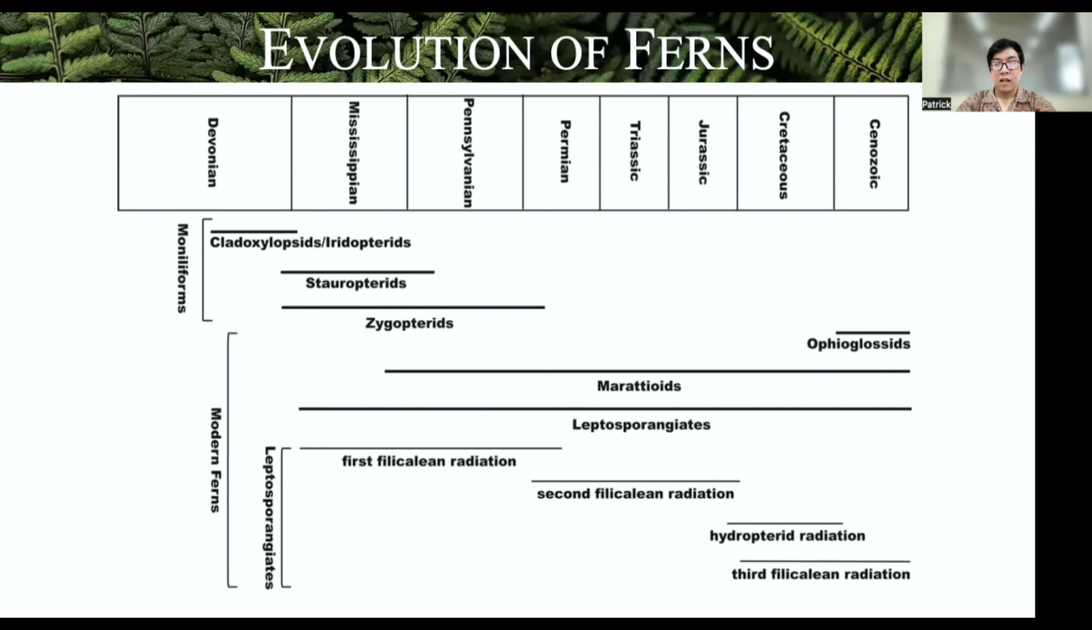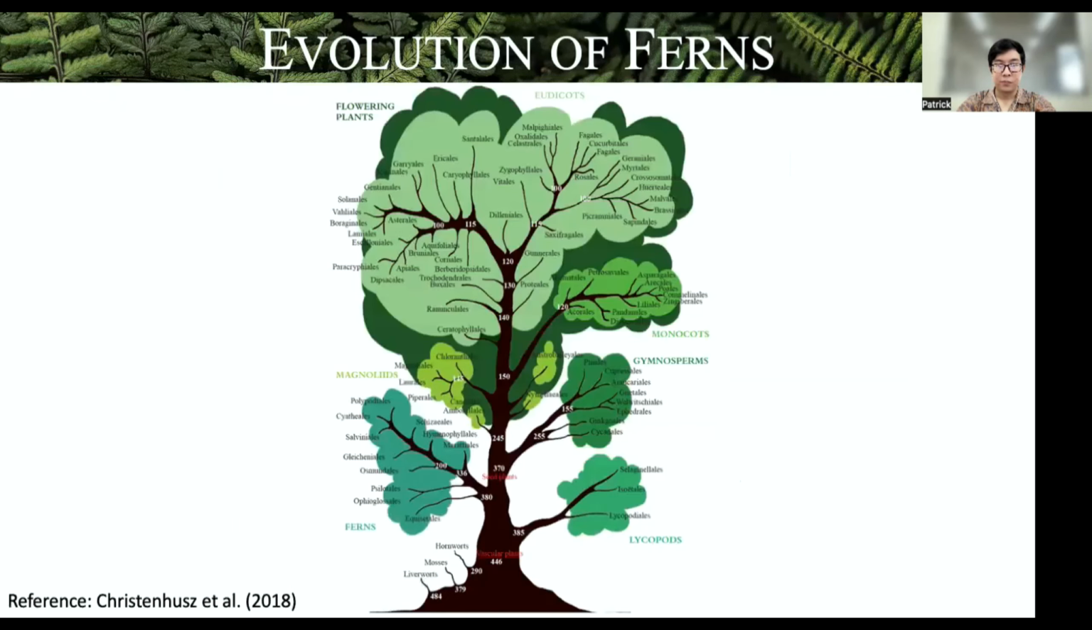So the ferns that we now know and see today are the extant groups of ophioglossids, marattioids, and leptosporangiates, which greatly diversified during the late Jurassic period. So this tree represents the phylogeny of all land plants, including the liverworts, mosses, and hornworts. The number represents branch age in million years, and the sizes of the branches with leaves represent the diversity of each group of vascular plants.